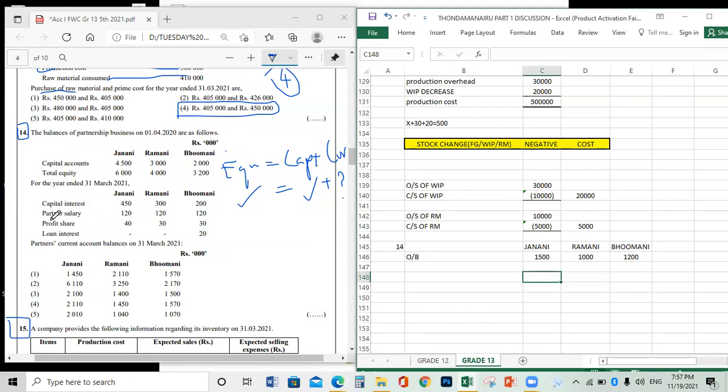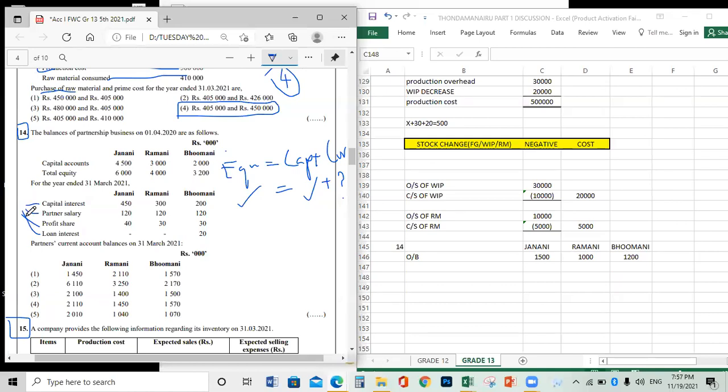They have given interest on capital, partner salary, profit share, and loan interest. If you take a partnership, a partner contributes to the partnership in 4 ways. Actually, they have given all the 4 ways a partner can contribute to the partnership.